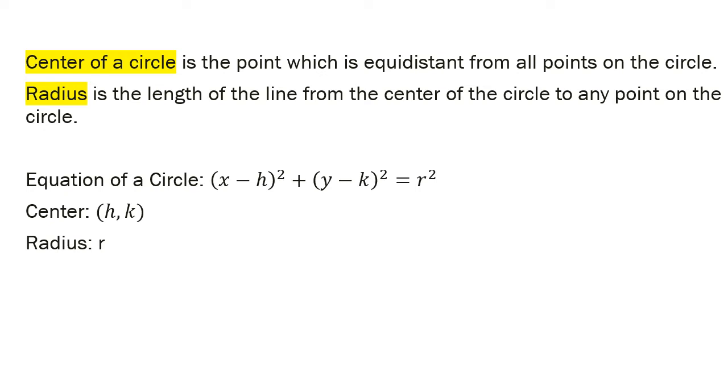So below you'll see the equation for a circle, which is (x minus h) squared plus (y minus k) squared equals r squared, where the h and the k represent the point that's the center of the circle, and r represents the radius.